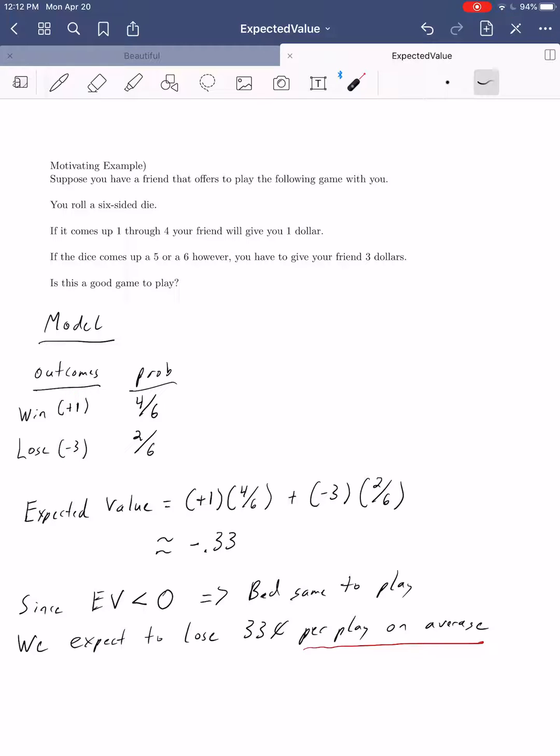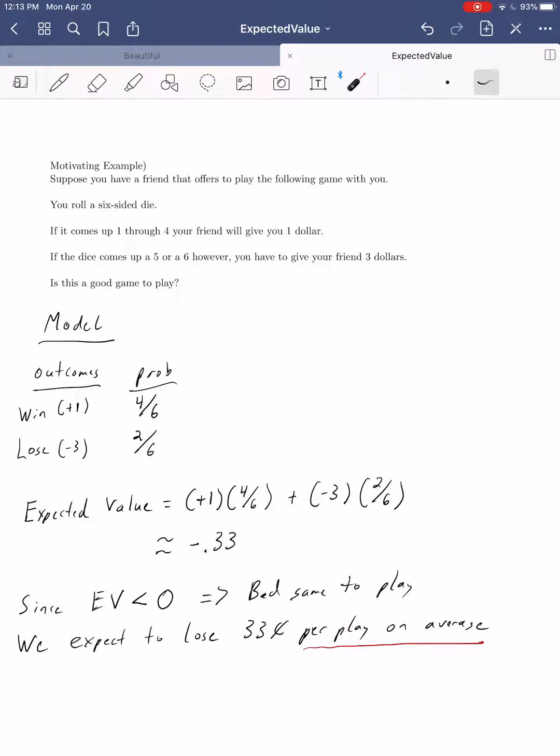So you never lose 33 cents. This 33 cents only makes sense as what we have to expect on average. So whenever you're talking about expected value, you're talking about what we expect to have happen on average. So the interpretation we would say here is that this is a bad game to play because we expect to lose about 33 cents per play on average.